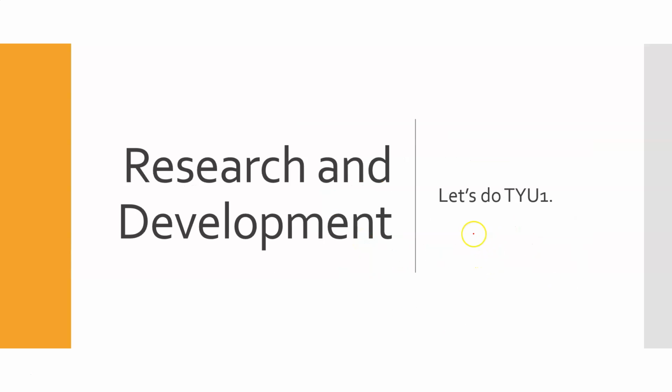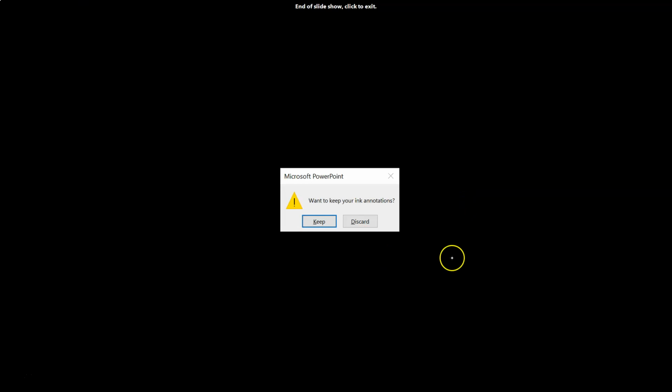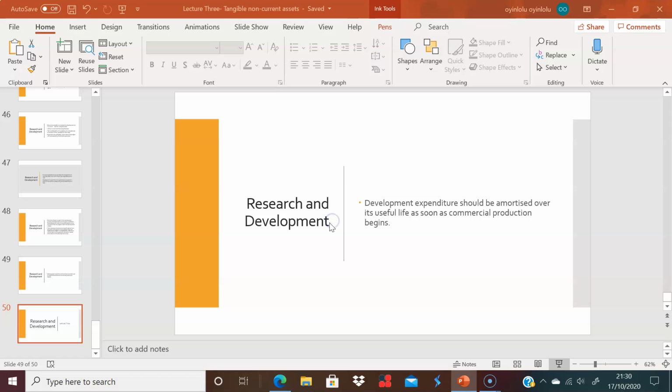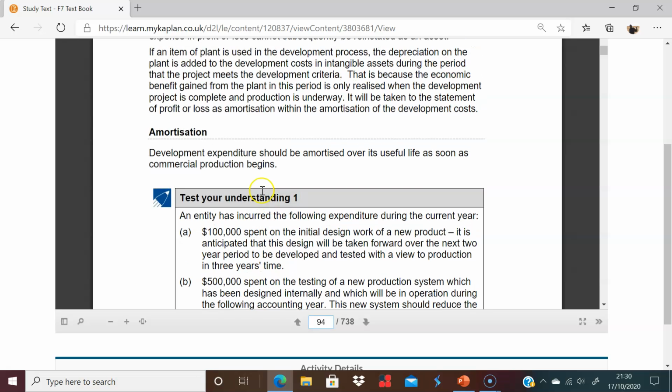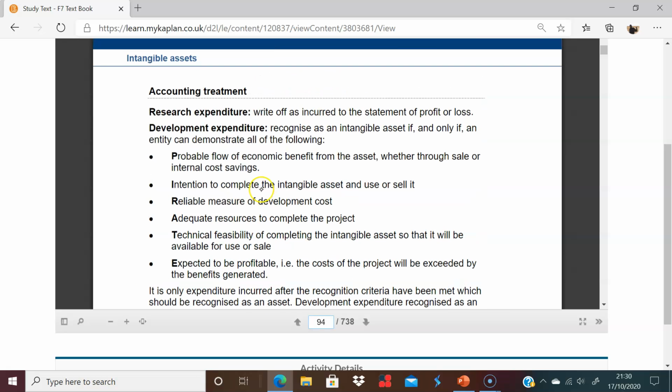So I think it's just important to have a look at TYU1. Let's just look at it. I'm just going to cross over to the text here. This is just an example. You can see it says an entity has incurred the following expenditure during the current year. So 100,000 spent on the initial design work of a new product. I'll show you the PIRATE thing here. PIRATE: probable flow of economic benefit, intention to complete, reliable measure of development work, resources available to finish, technical feasibility.